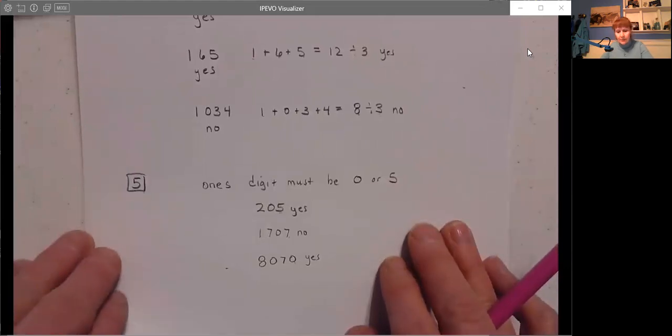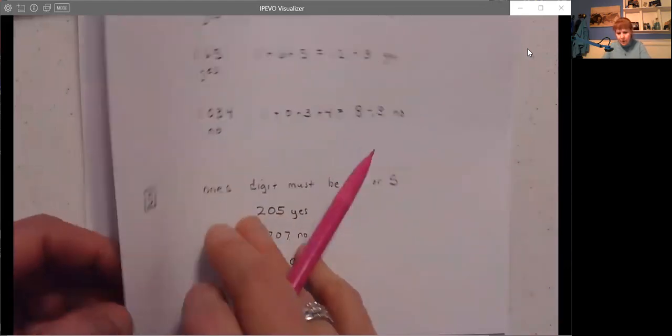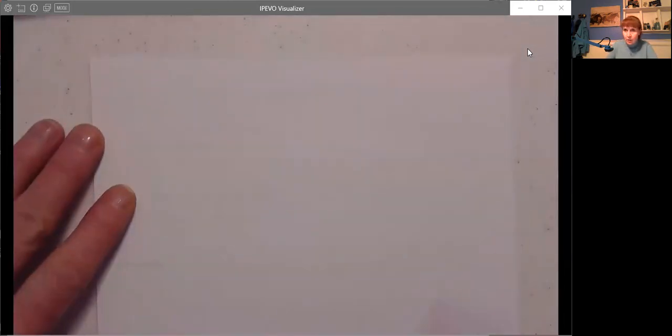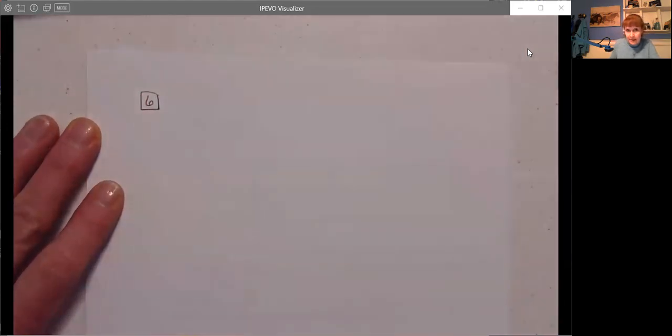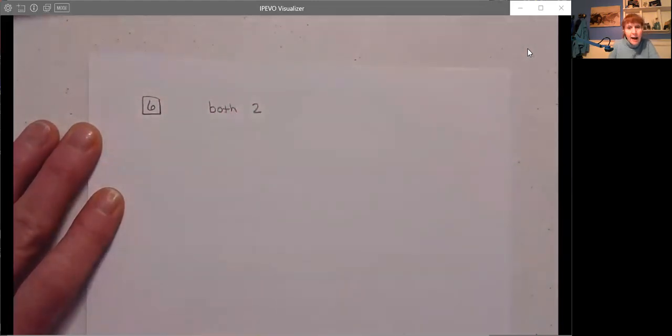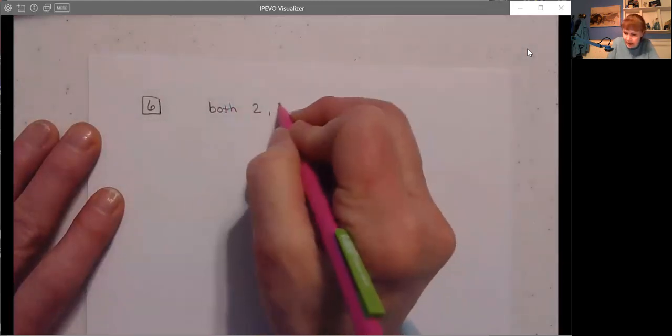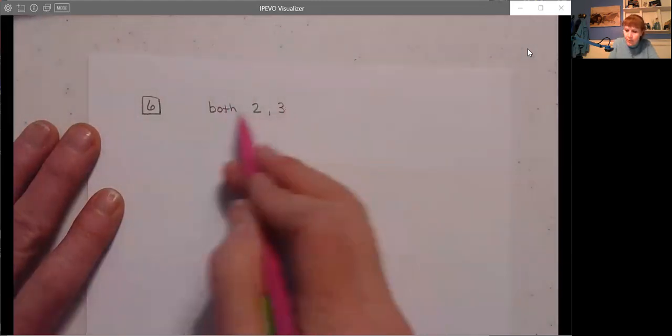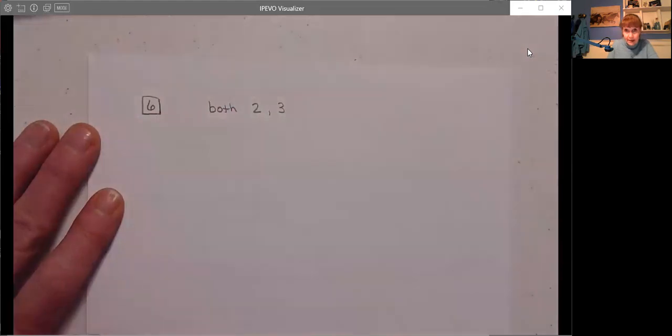All right, let's look at the number 6. How do you know if a number is divisible by 6? If a number is divisible by 6, and we're going to do some more examples here, it has to be divisible by both the 2 and the 3. So you have to follow the rules of the 2, which means it has to end in 0, 2, 4, 6, or 8, and the 3. So then also the sum has to be divisible by 3. So it has to be both the 2 and the 3 to be divisible by 6.